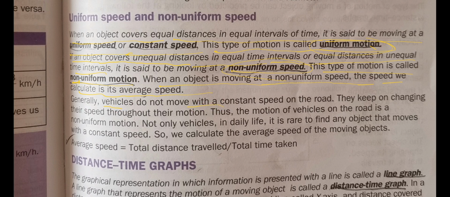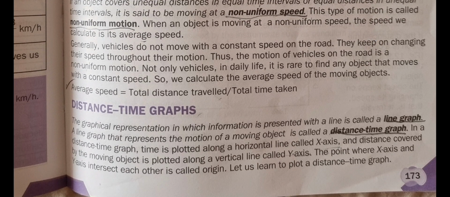Generally, vehicles do not move with a constant speed on the road. They keep on changing their speed throughout their motion. Thus, the motion of a vehicle on the road is non-uniform motion, not only of vehicles, in daily life it is rare to find any object that moves with a constant speed. So we calculate the average speed of the moving object. The formula of average speed: total distance traveled divided by total time taken.